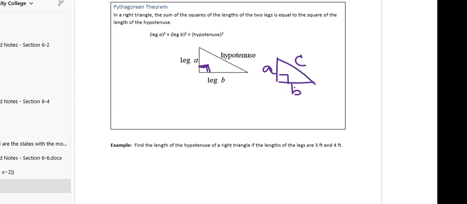we always label that with a c. The other two we can interchange, the a and the b we can interchange, but the c has to be the hypotenuse. And if this is the case, the Pythagorean theorem is a squared plus b squared is equal to c squared. So we can use this. This is actually used often when we're using triangles. But let's go ahead and use it in an example.